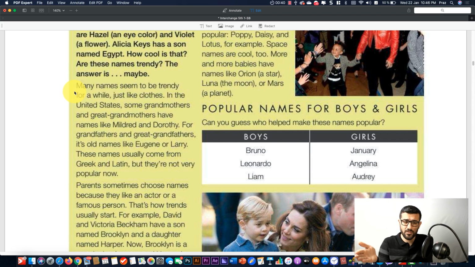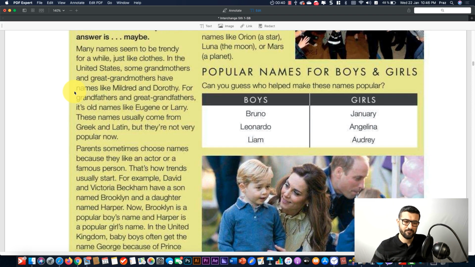Grandmothers and great-grandmothers have Mildred and Dorothy. For grandfathers and great-grandfathers, they have names like Eugene and Larry. But it seems that these names usually come from Greek and Latin, but they are not popular now. They are no longer trendy. It seems these names have been popular for a period of time in the past and are no longer trendy. And you may find very few of the new generation with these names.